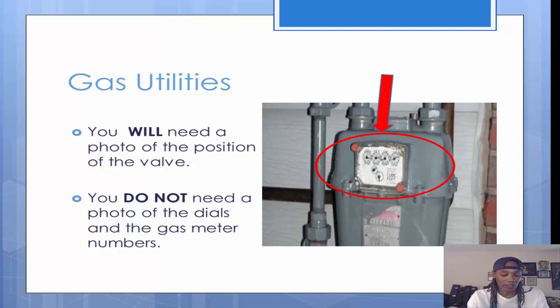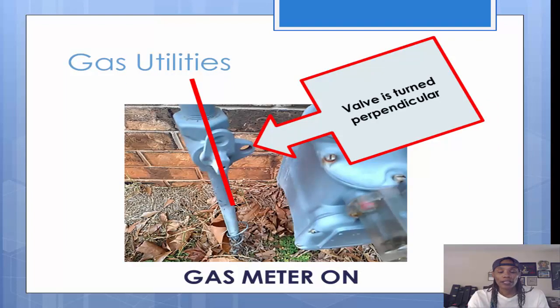Okay, so let's talk about the position of the valve so you can determine if a gas meter is actually on or off. As you can see in the picture, this gas meter is turned on. This valve here is turned perpendicular to this pipe. So that indicates that the gas meter is on. All right, so let's show you another example.